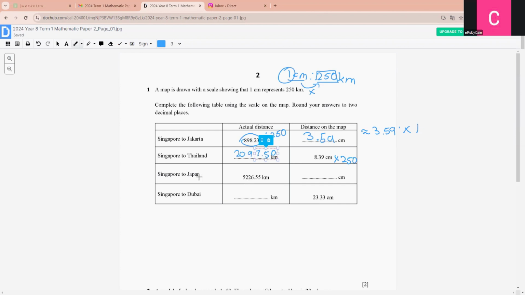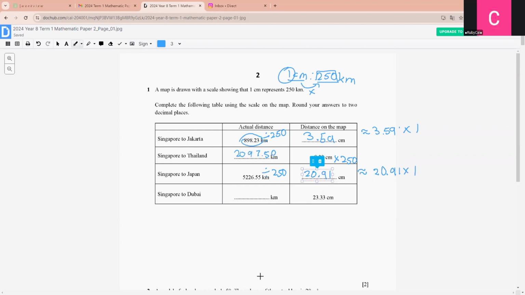Next question, from Singapore to Japan, the actual distance is 5,226.55 kilometers. Find the distance on the map. So just like the first question, we divide this by 250, and that will give us about 20.91, multiplied by 1 because there's 1 cm, and the answer will be 20.91.